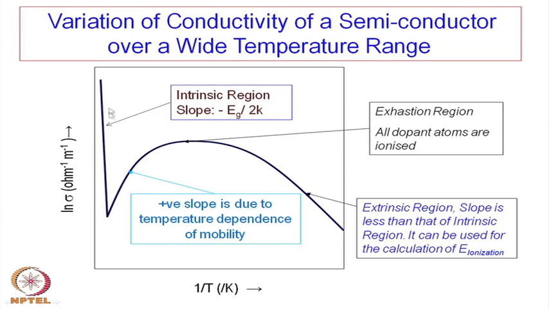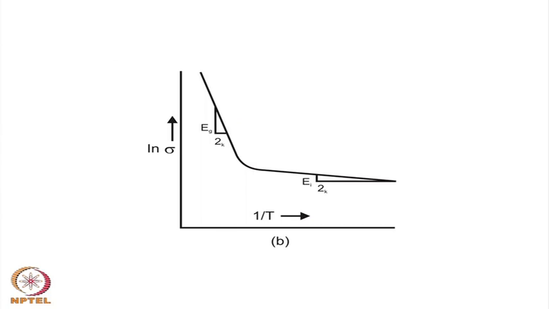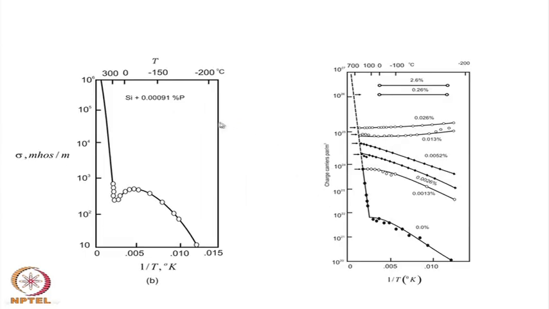From this slope one can get Eg, and from this slope one can get Ei, the ionization potential of the acceptor or the donors. These I have already discussed. These are some actual data, once again for silicon. For example, when phosphorus is added in very minor quantities, you do get this kind of variation, which has been idealized or explained earlier.